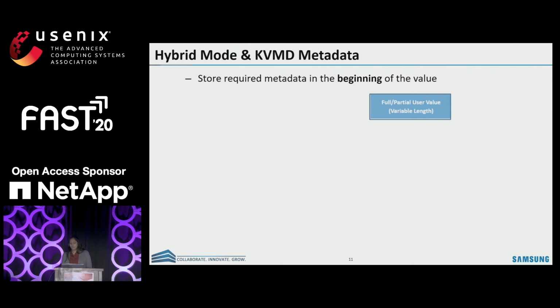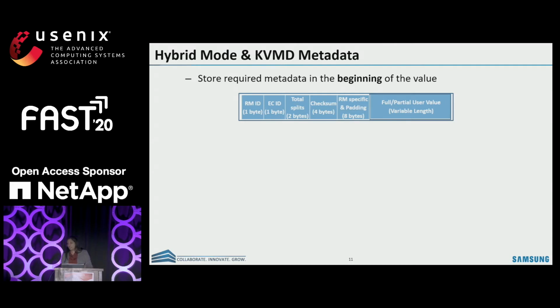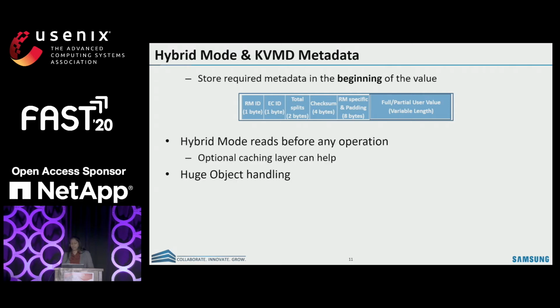And the second is, if there's any other required metadata, it will be stored in the beginning of the value. The value here is full or partial, because if you are splitting it, it will be a partial value. If it's replicas, it will be full values. To the front, you have a reliability mechanism identifier, an erasure coding identifier, because everything is pluggable and you want to be able to retrieve what was used to store this value. And splits, I'll talk about splits soon. And checksum: every value stored will always have checksums associated with it, and any RM-specific metadata that is required.